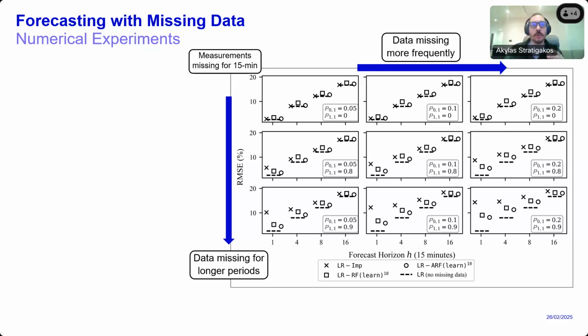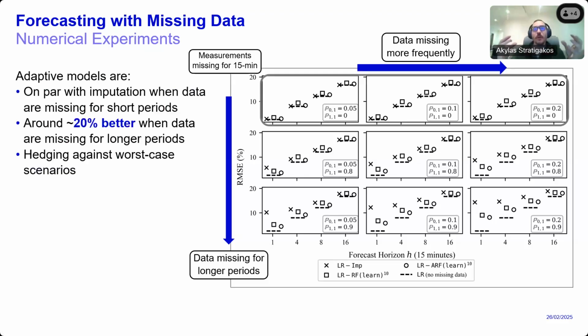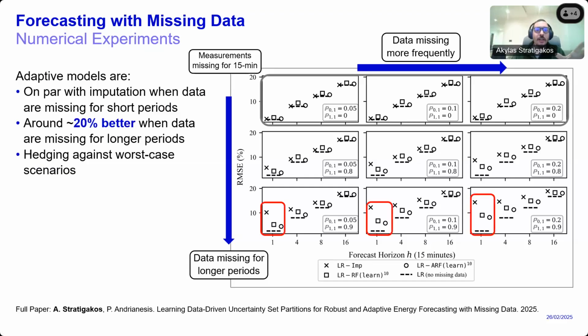So the best case scenario of least missing data is top left, and the worst case scenario of most missing data is bottom right. In effect, in the first row, we only have missing data that occurs only for 15 minutes. And what we can see here is that the imputation, which is a standard approach, is quite good and basically performs on par with the theoretically optimal performance. However, we see that as we increase the period of missing data, performance starts degrading for the imputation approach quite considerably.